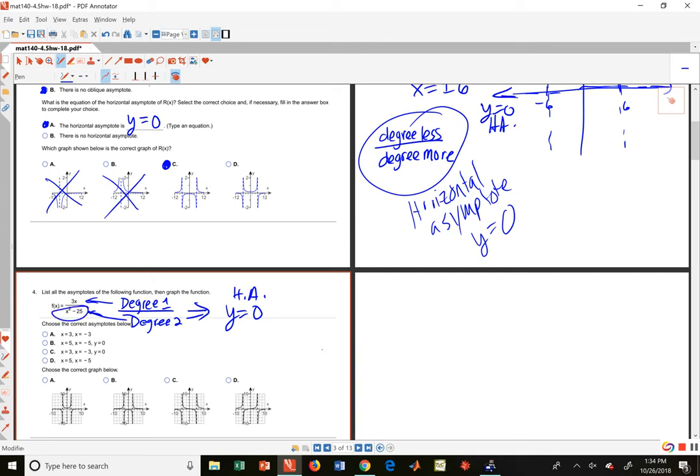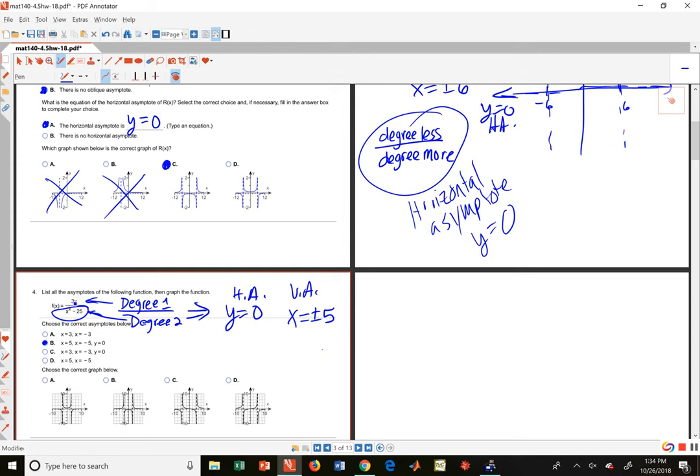Now, as far as the vertical asymptotes, you're looking for zeros in the denominator. So that is clearly x equals plus or minus 5. You don't have to think real hard here. This is really straightforward. So our choices for our asymptotes are x equals plus or minus 5 and y equals 0. That is part B there.